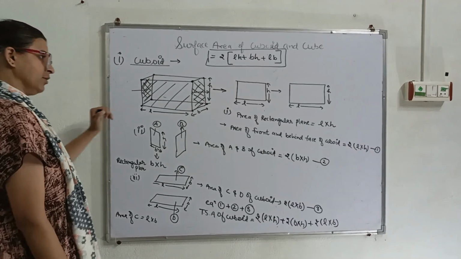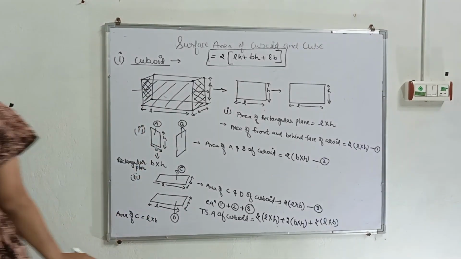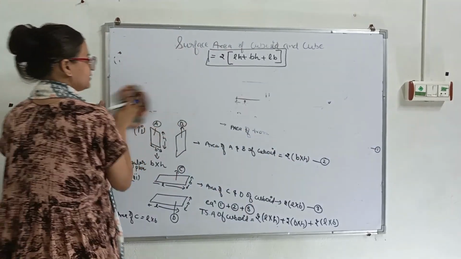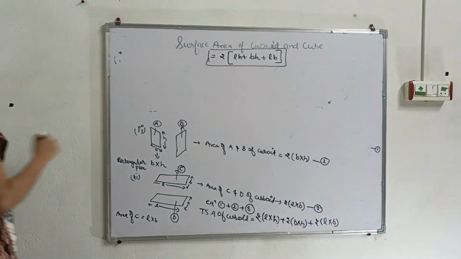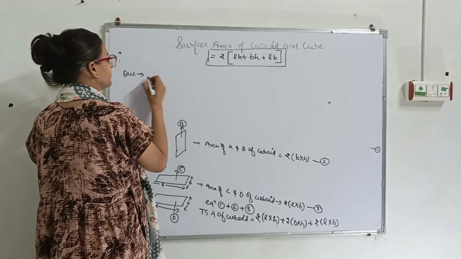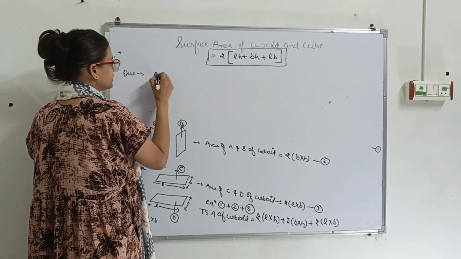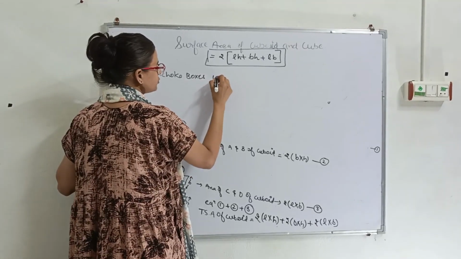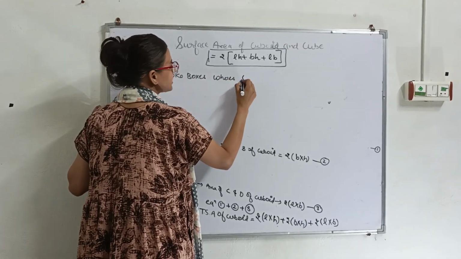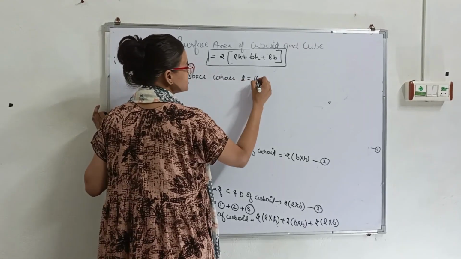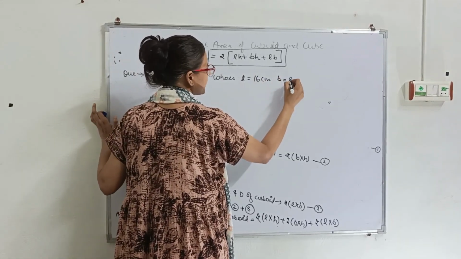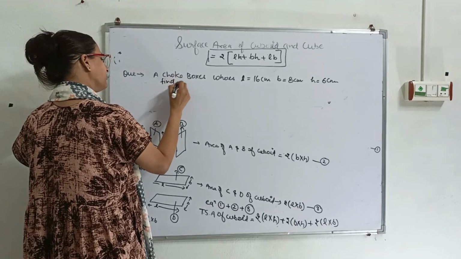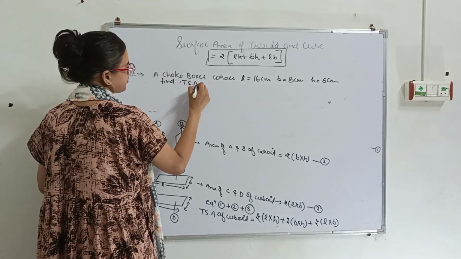So we can also solve one question on the basis of this formula. Suppose a question is given: a chalk box whose length is given as 16 centimeter. Suppose B is 8 centimeter and H is 6 centimeter. Find the total surface area of the cuboid.